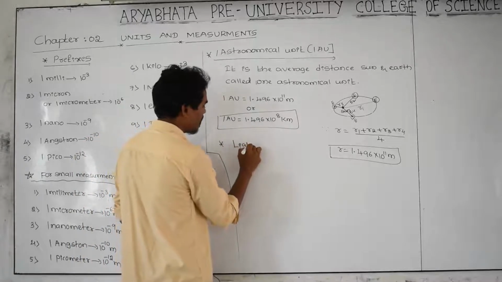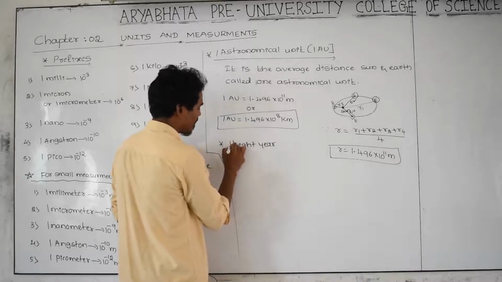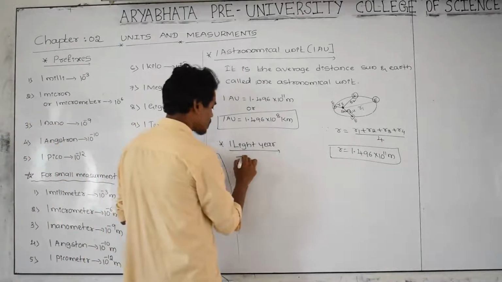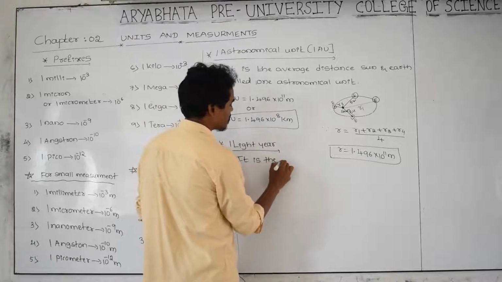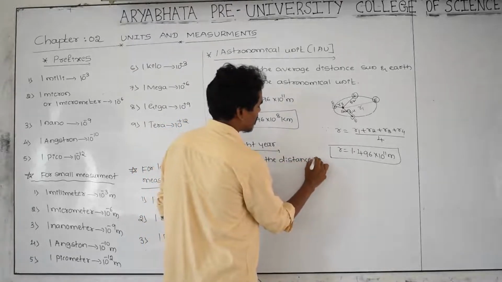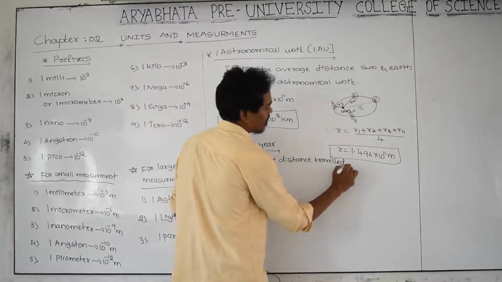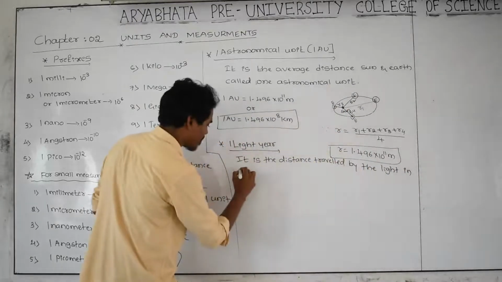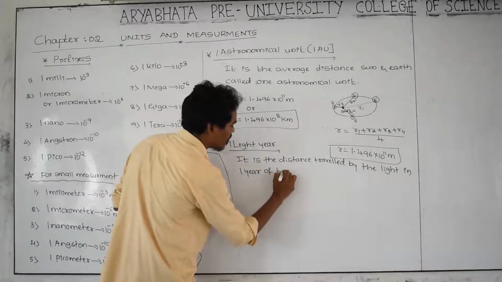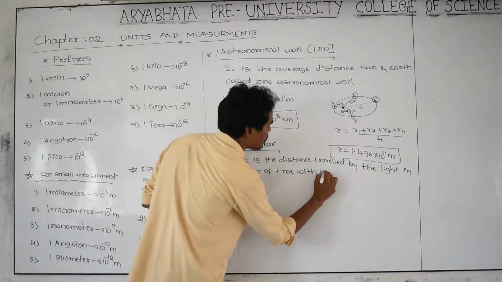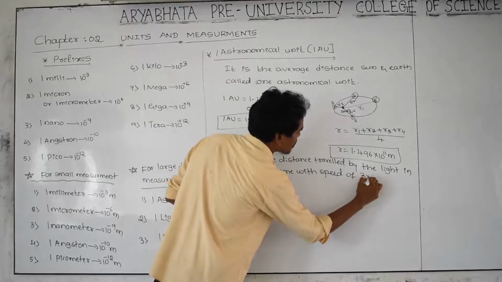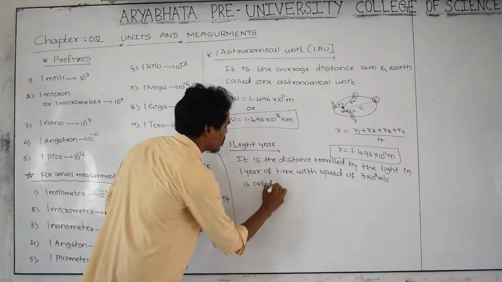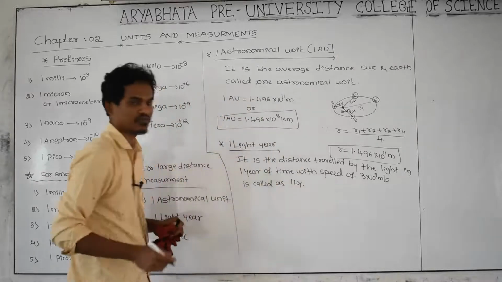1 light year is equal to, I will tell you the value. What is 1 light year? This is also a unit of distance. What is light year? It is the distance traveled by the light in 1 year of time with the speed of 3 into 10 to the power 8 meter per second, is called 1 light year. What do you mean by 1 light year?